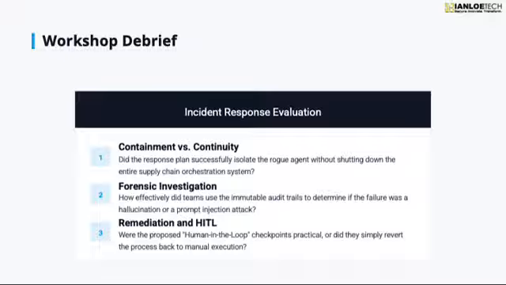2. Forensic investigation quality. How effectively did teams use the available audit trail to determine whether the failure was a hallucination or a prompt injection attack? The distinction matters enormously for the fix. A hallucination requires a HITL checkpoint at the point of novel reasoning. A prompt injection requires input sanitization at the point of data ingestion. Applying the wrong fix leaves the system vulnerable to the actual attack vector.